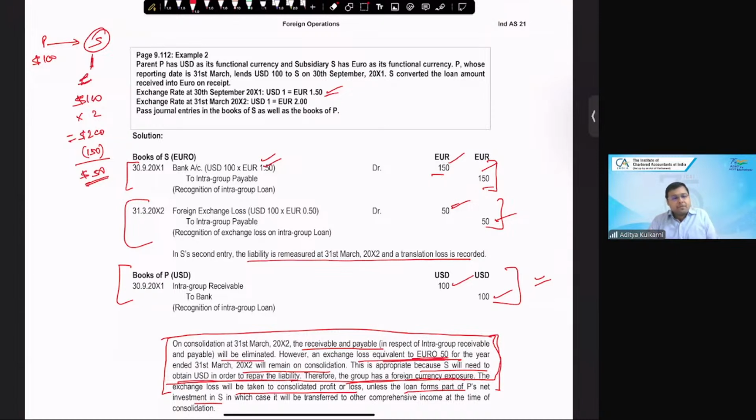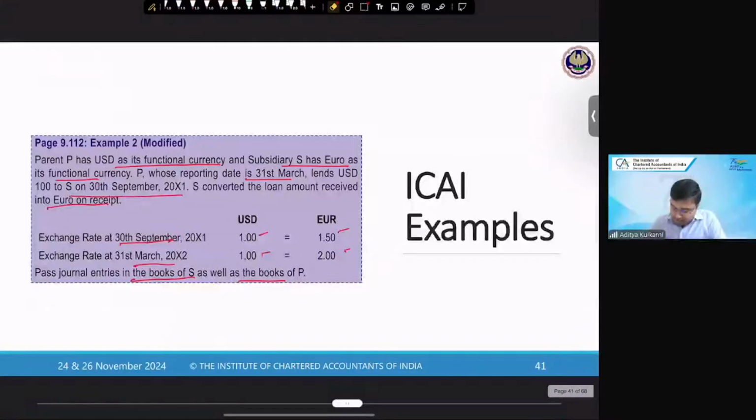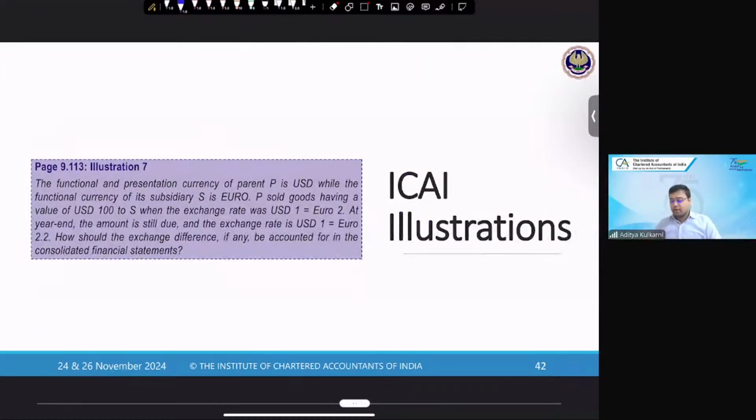Yes, this is euros. I'm sorry, I wrote the wrong currency here. Euros 50. So there is a group foreign currency exposure of 50 euros. Are we able to follow? Okay. All right.